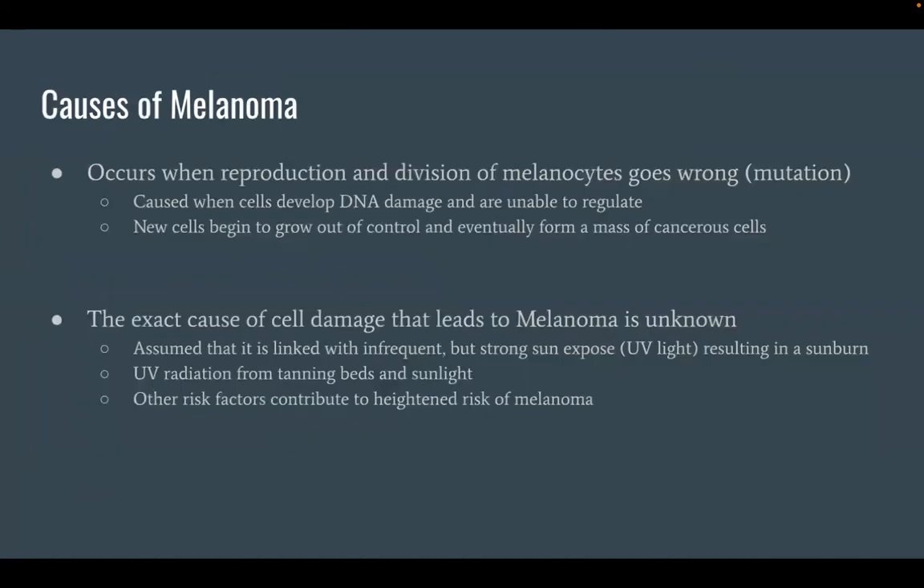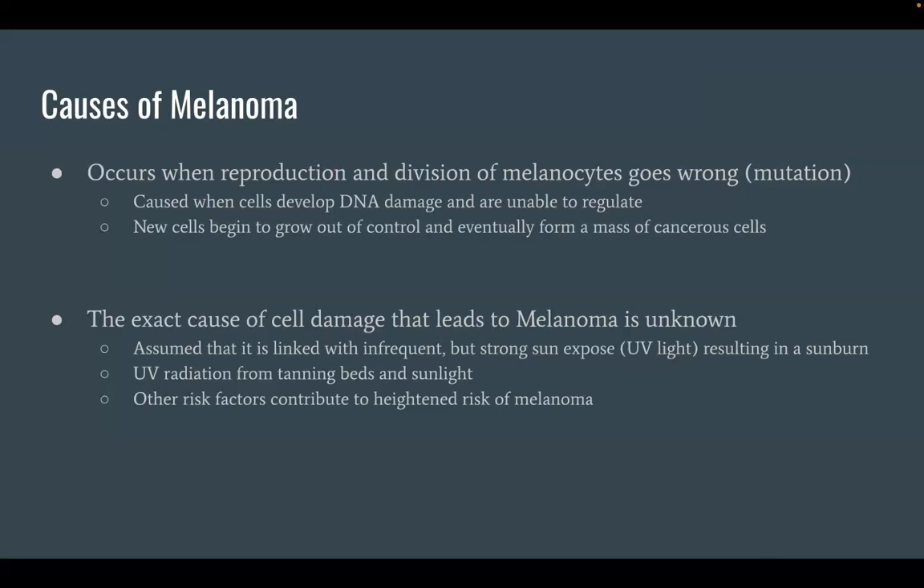So, the causes of melanoma. Melanoma occurs when there are mutations or irregularities within skin cells. This occurs during the division of melanocytes, which happens on a daily basis. Your skin is always reproducing and creating more skin cells as we constantly shed our skin cells. So melanoma occurs when cells develop with damaged DNA, and then they're unable to regulate when to stop producing cells. When cells begin to grow out of control, they form a mass of cancerous cells, which is melanoma.